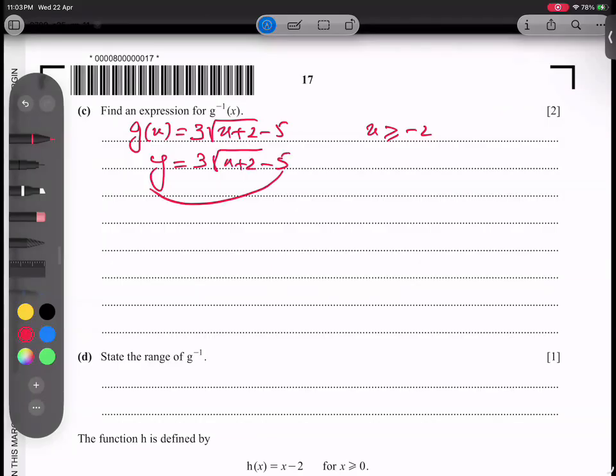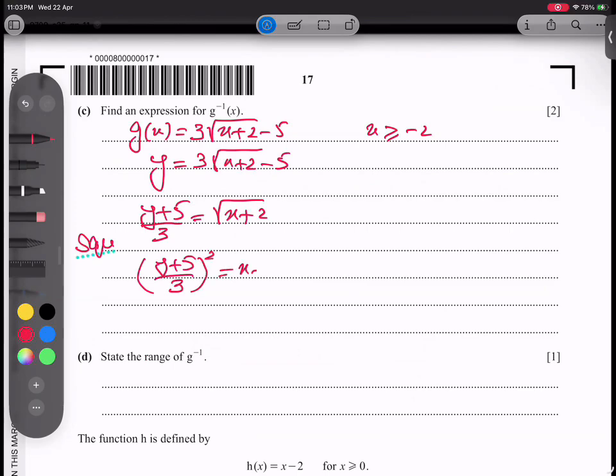5 will go there, add, and 3 will divide. Now I want to remove the root, so squaring both sides. So I'm getting here (y plus 5)/3 squared equal to x plus 2. Now this 2 will go there, and we get what? ((y plus 5)/3)^2 minus 2 is equal to x.